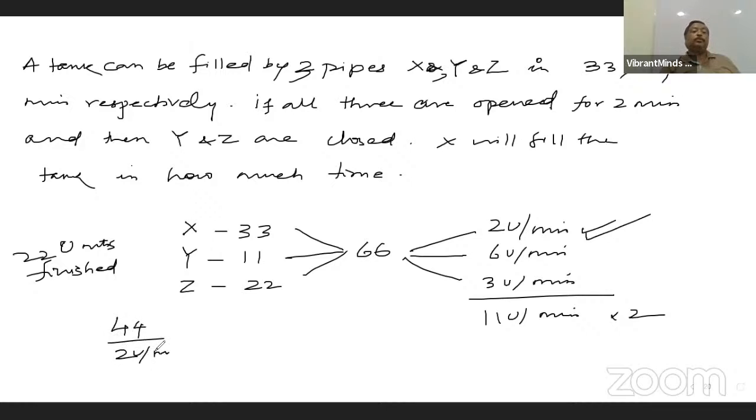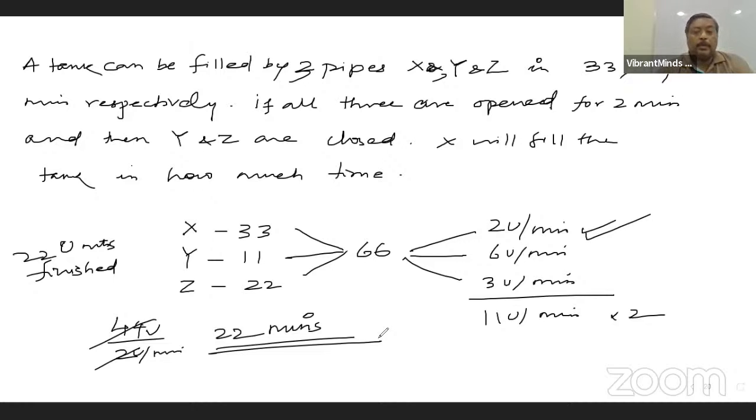So it is doing 2 units per minute. 44 units will be completed in how much time? 22 minutes. Clear? 44 by 2, and that is 22 minutes it will take. Is it clear, people?